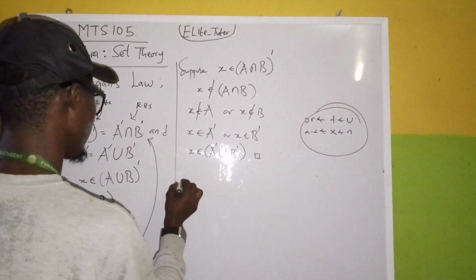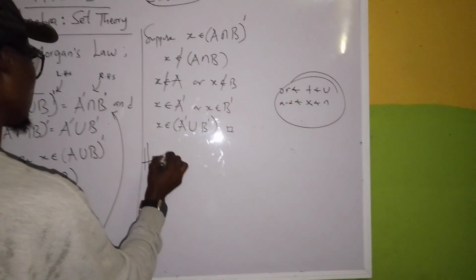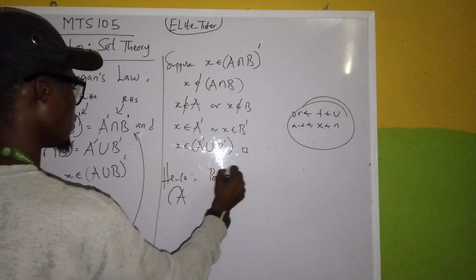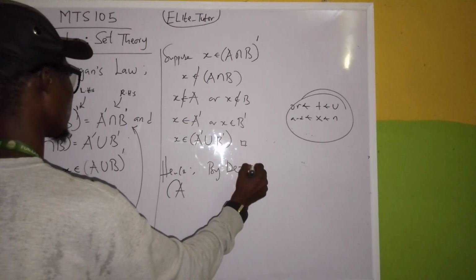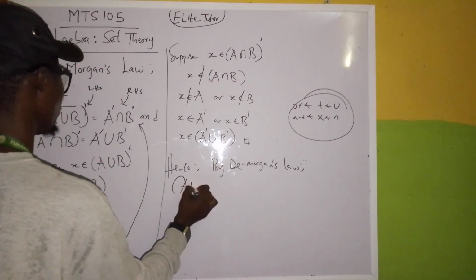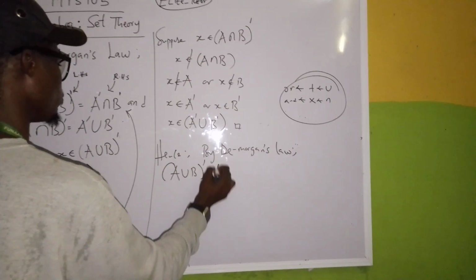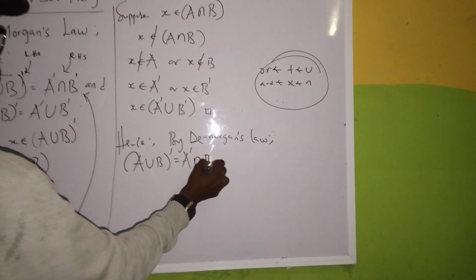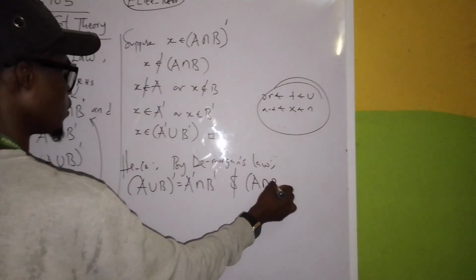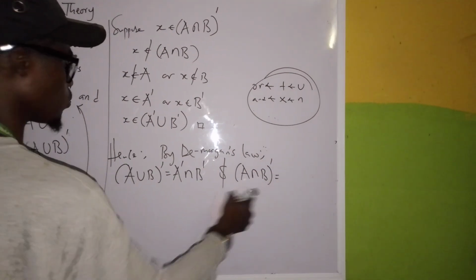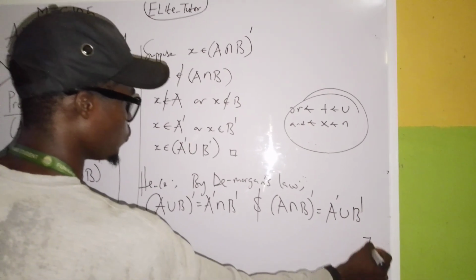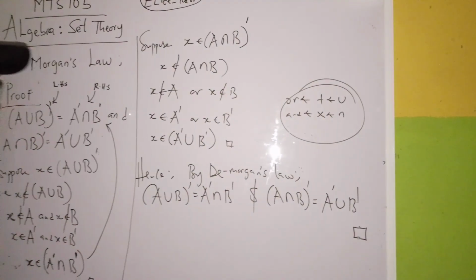So now, therefore, or let me just say hence, by De Morgan's law, (A union B) complement is equal to A prime intersection B prime. And if you have (A intersection B) prime, the expression is going to give you A prime union B prime. Proved. It is very, very simple.